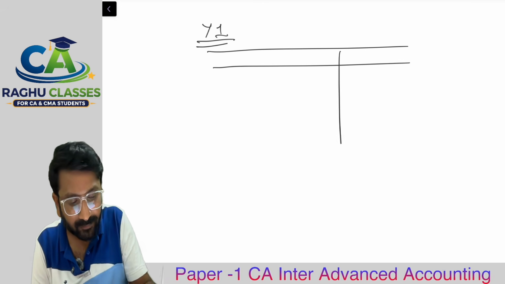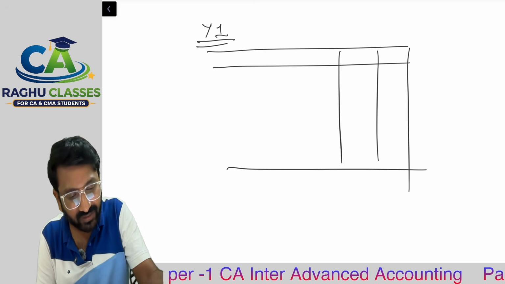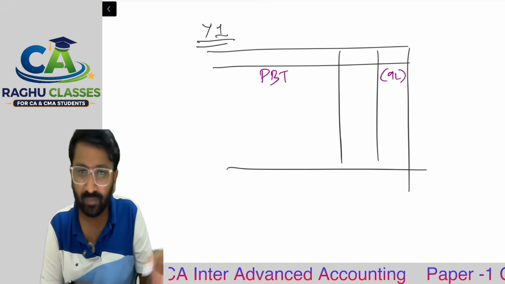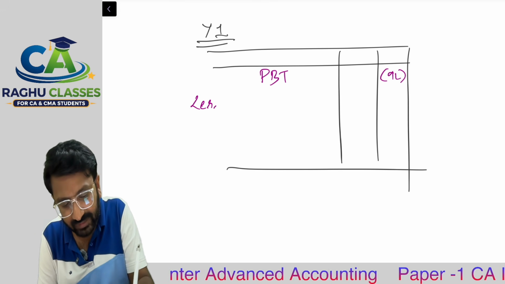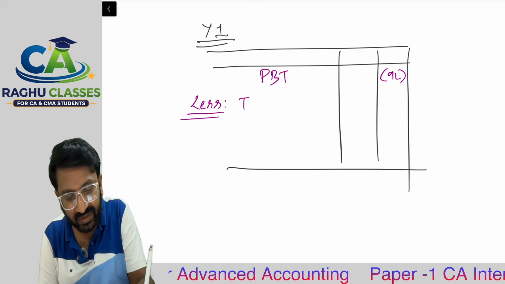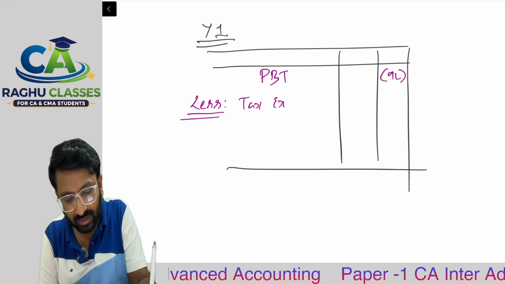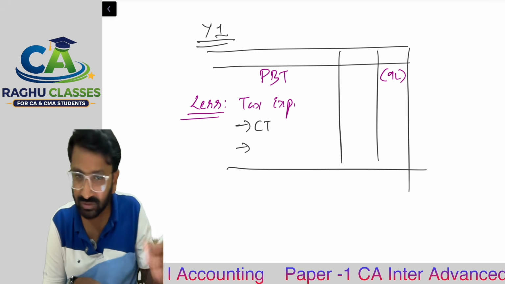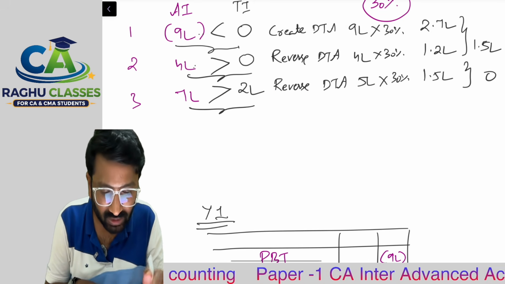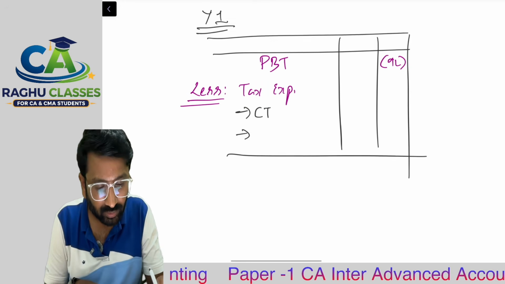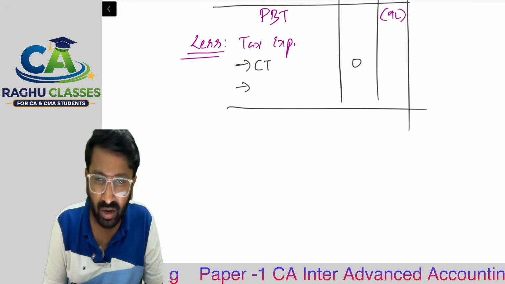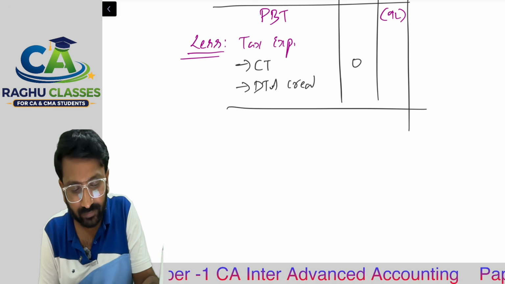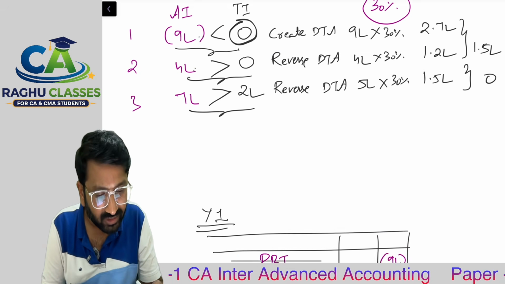So let's start with profit before tax, which is nothing but my accounting income, which is negative 9 lakh. From this, less tax expense. This tax expense is a combination of two things. One is current tax, correct? So current tax of year one, if you see, your taxable income is 0. So your current tax will be 0 in year number one. DTA is created. Correct? If you look at year number one, we created DTA.